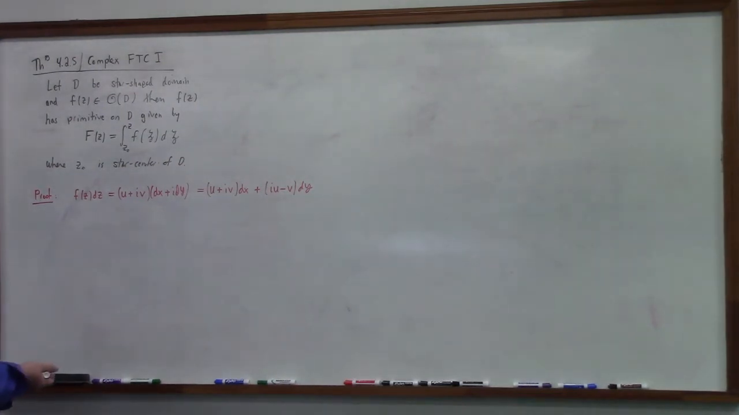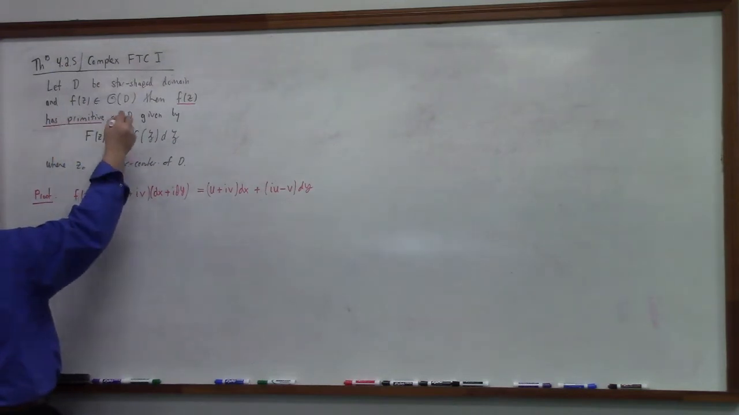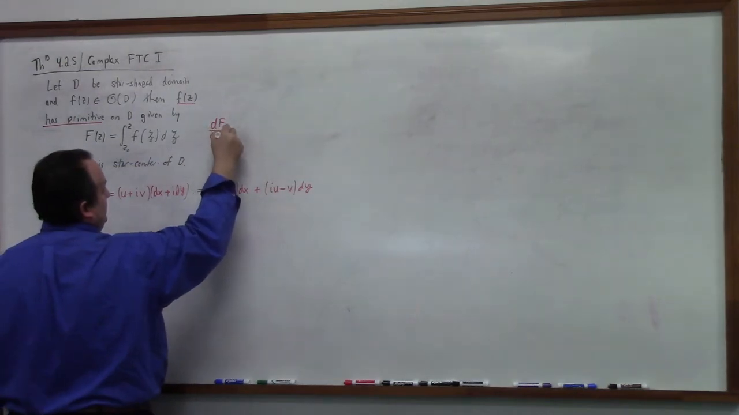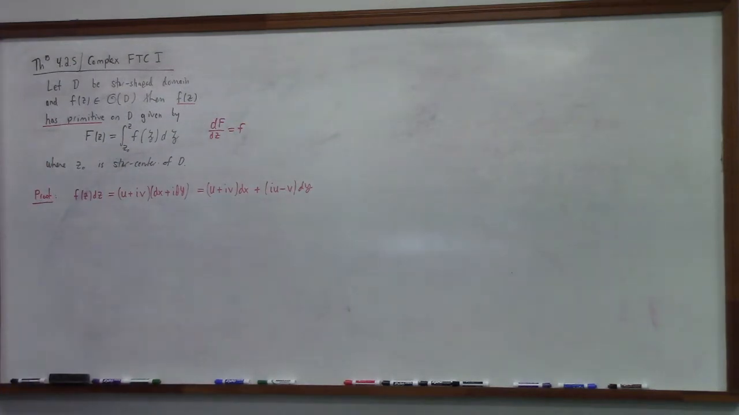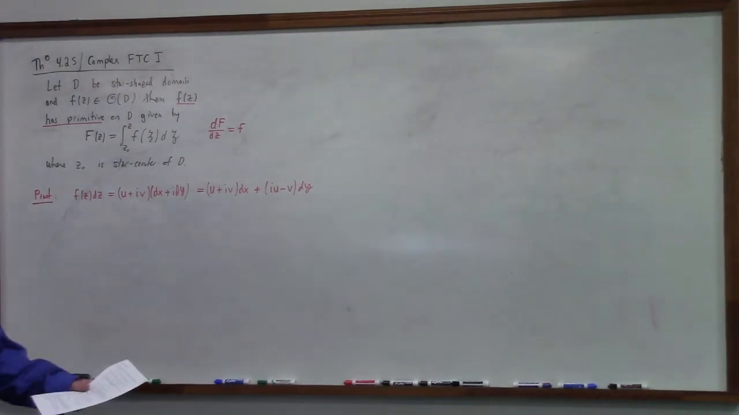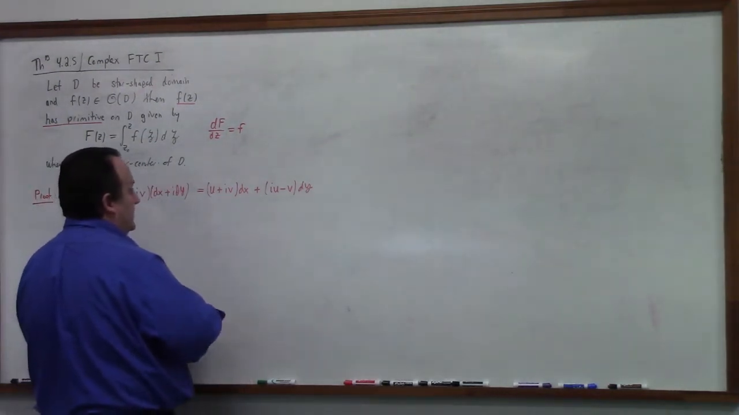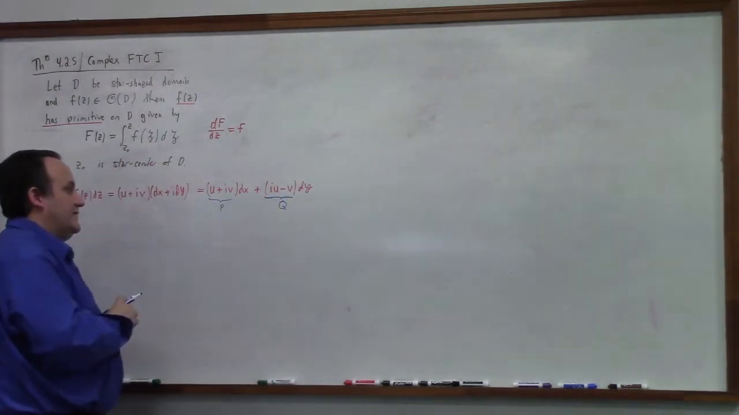So, by the way, what does it mean to say that f of z has a primitive on D? I should mention that. That means that dF/dz is equal to f. So it's the antiderivative. Primitive is another word for antiderivative. Okay, so anyway, just for the sake of discussion, this is P and this is Q. We're looking at this form P dx plus Q dy.